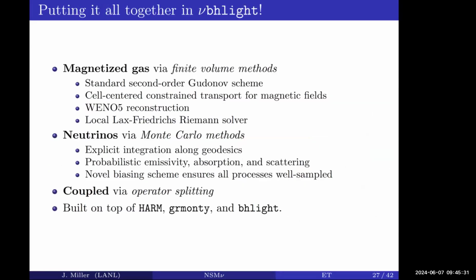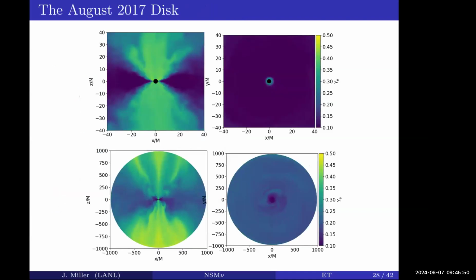Putting this all together, I'm going to skip this slide, but I'm going to now show you some simulations from my code Nublight, which is a GRRMHD code: neutrino transport, MHD for the magnetohydrodynamics, and a couple of operator splittings. There's quite a lot of literature on how to do this. Nublight is built on a history of codes stretching back to 2004. But let's watch some pretty movies.